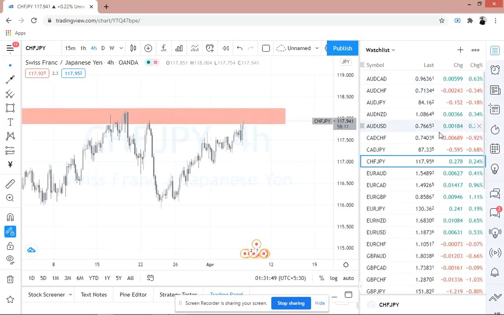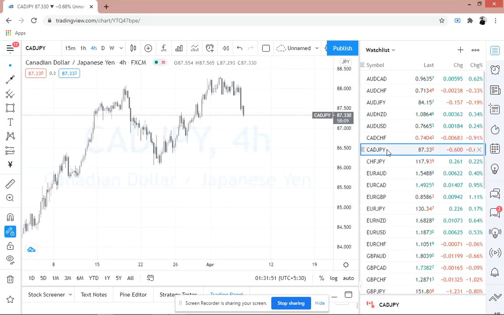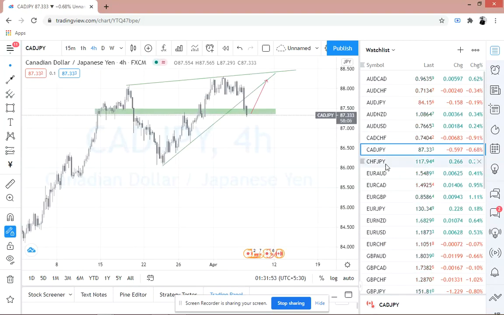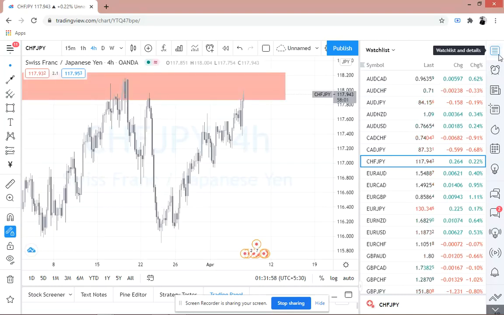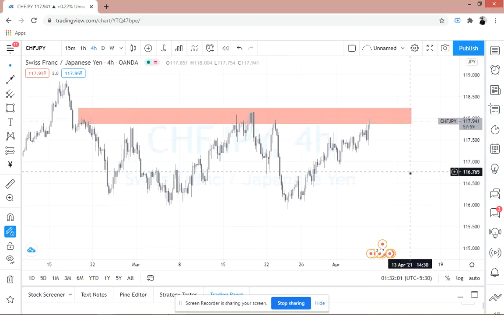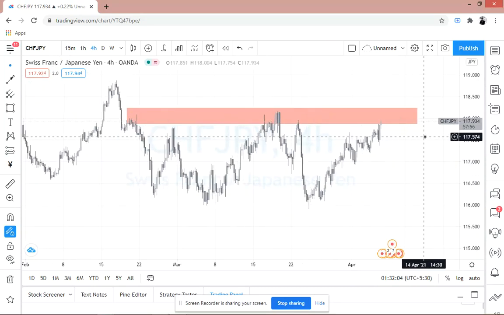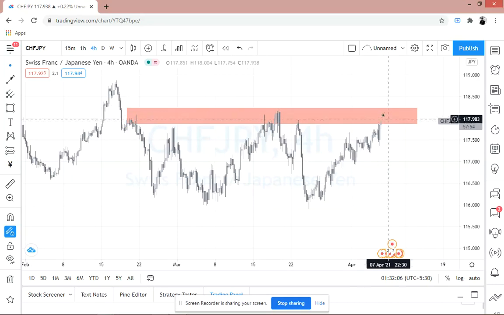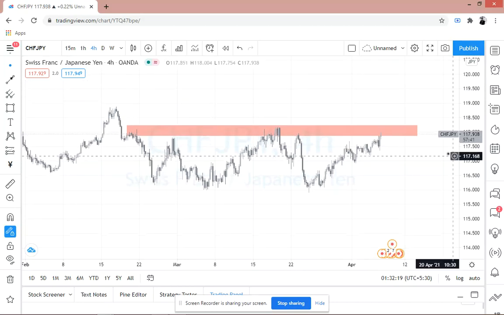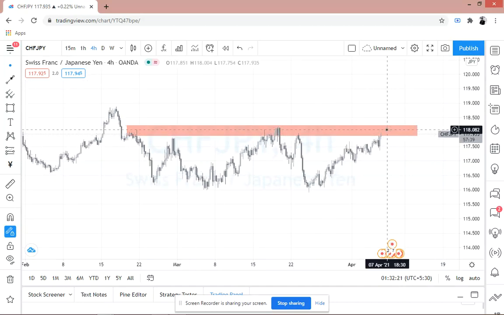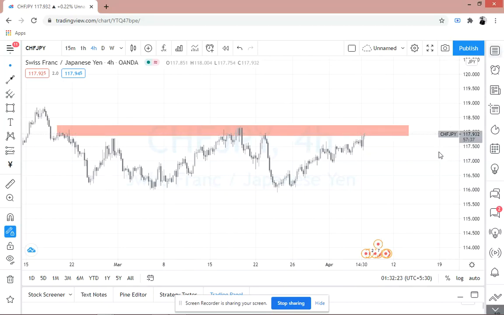So let me check that JPY. What is our expectation? There are two things we should expect from CHFJPY. The first one is if there's any breakout at this resistance zone, you can start buying. If there's no breakout, and you see a confirmation here to enter a sell trade, you can start selling CHFJPY. In this kind of situation, there's no opportunity here to start shorting the market or to start trading.